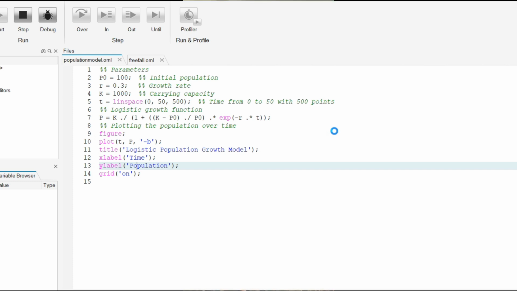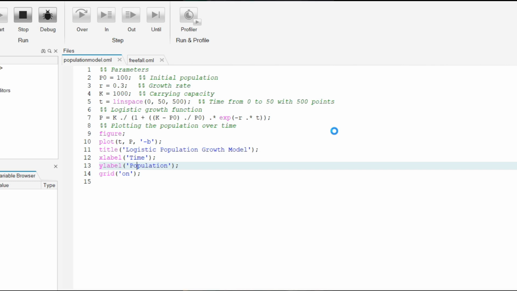Now comes the population growth model. At the beginning, the population grows quickly because resources are plenty. As the population increases, resources become limited. Because of this, the growth rate slows down. Finally, the population stops increasing and stays close to the carrying capacity. This type of growth is called logistic growth.